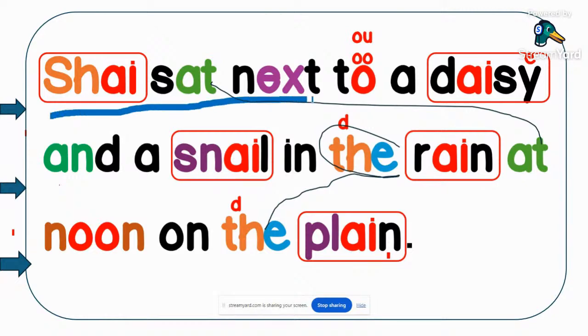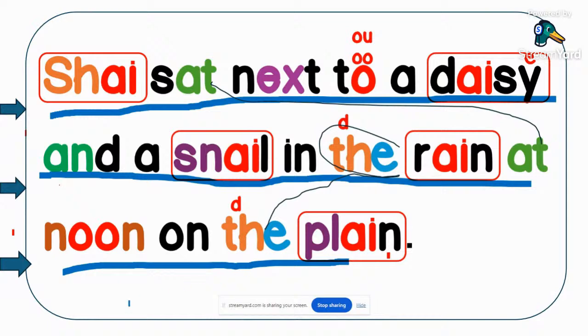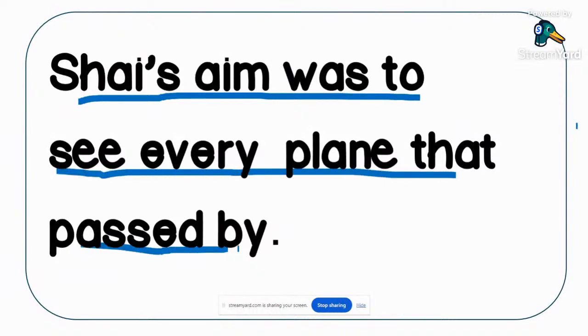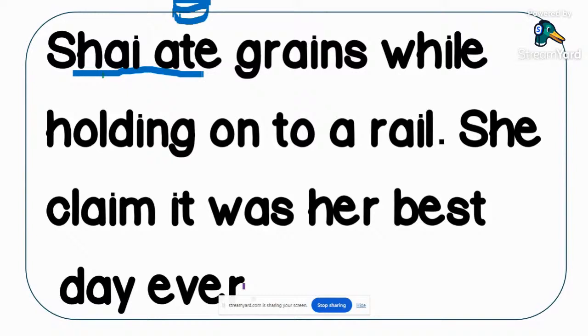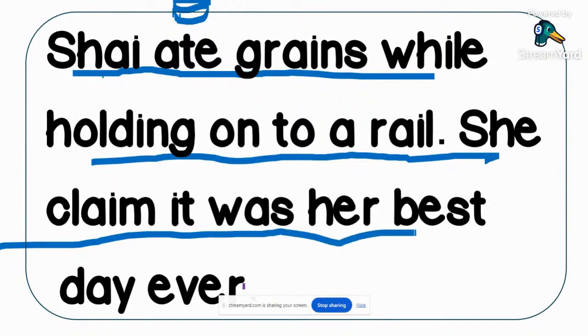She sat next to a daisy and a snail in the rain at noon on the plane. Shay's aim was to see every plane that passed by. Shay ate grains while holding on to a rail. She claimed it was her best day ever.